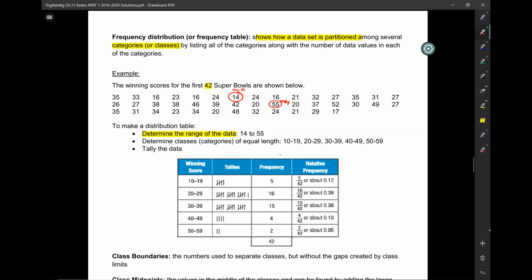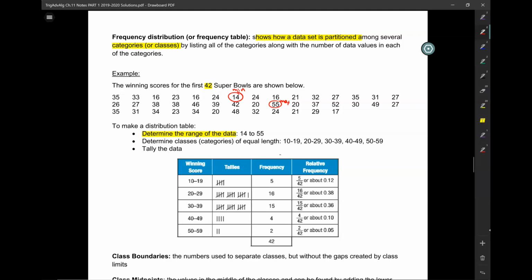All right, once you determine that, now you want to separate them into different categories, right? Into different classes. So you want to divide them into different partitions. So you say, okay, what's a good set of divisions that we can divide this into? Well, one is we can divide them into classes or subcategories of tens, right? So we can go from, let's say, 10 to 19, 20 to 29, 30 to 39, and so on and so forth.